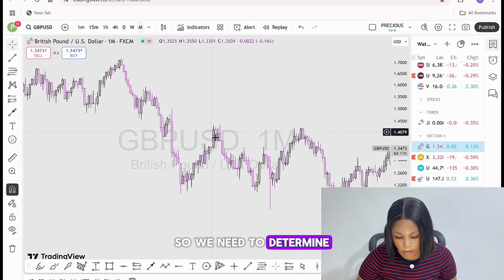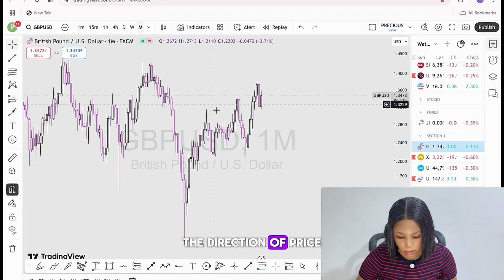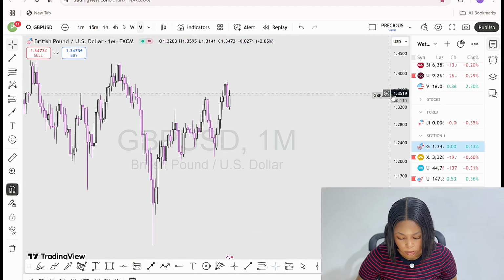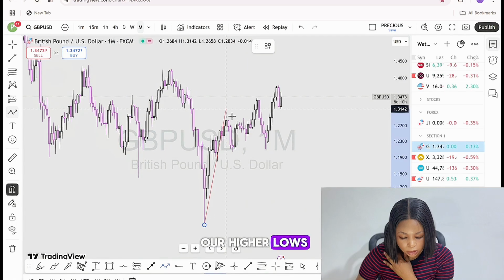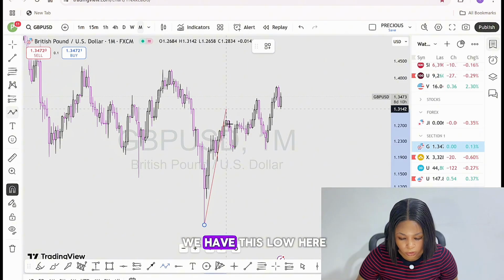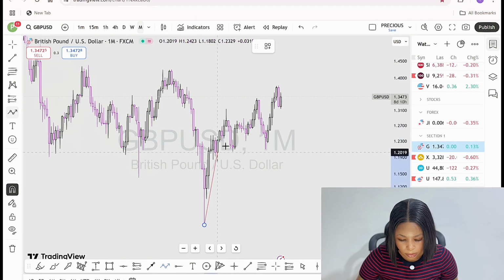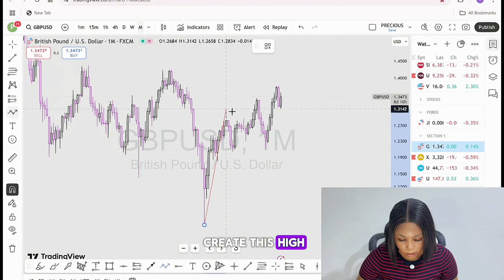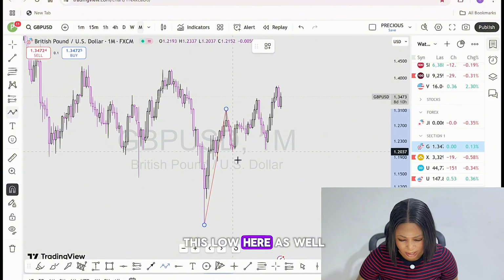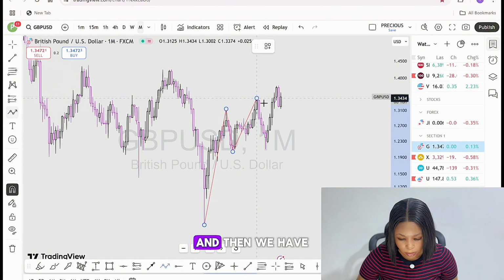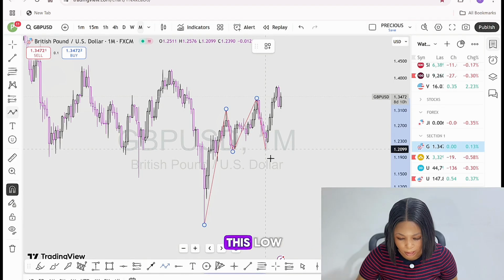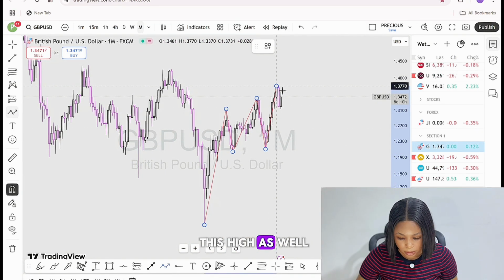We need to determine the direction of price in the market. Let's use our path to mark out our higher highs and our higher lows first. You can see we have this low here, it moves upward to create this high, and then we have this low here as well, and the market created this high, and then we have this low, and then we have this high as well.